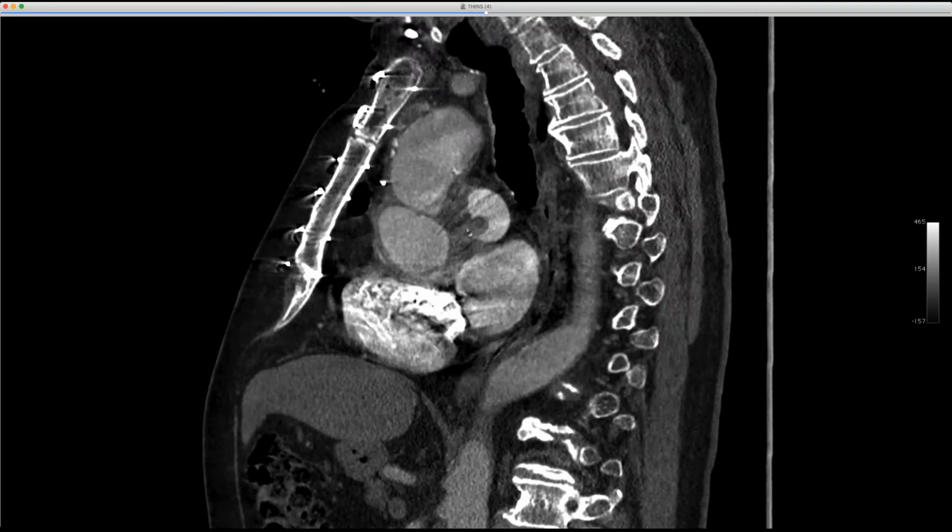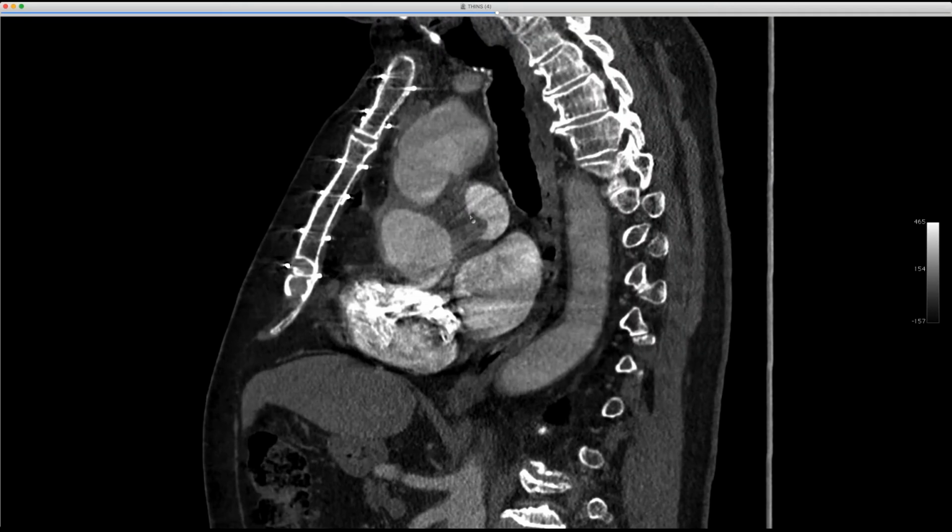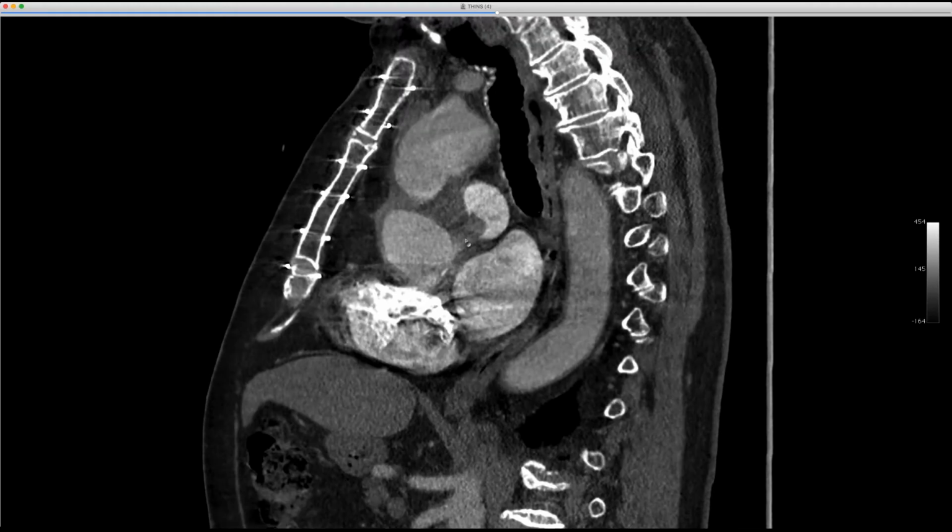So yeah, we talked about it a little bit more. I think we're going to do an MR here just to prove this thing isn't delayed enhancing or some sort of vascular communication.